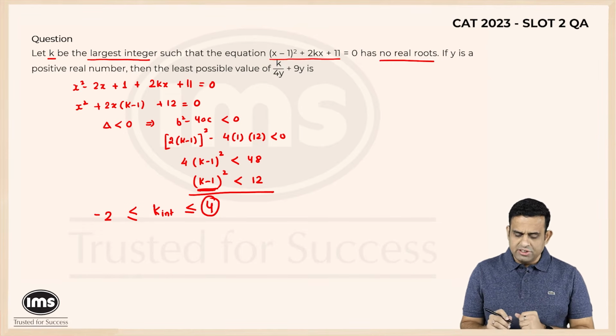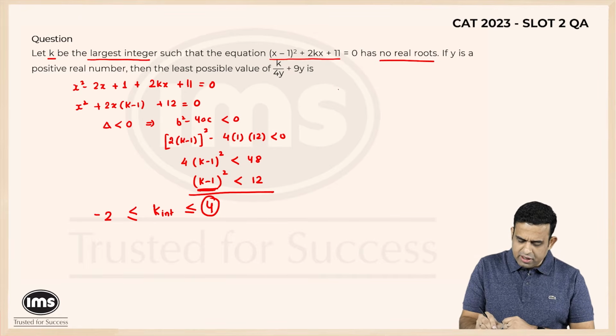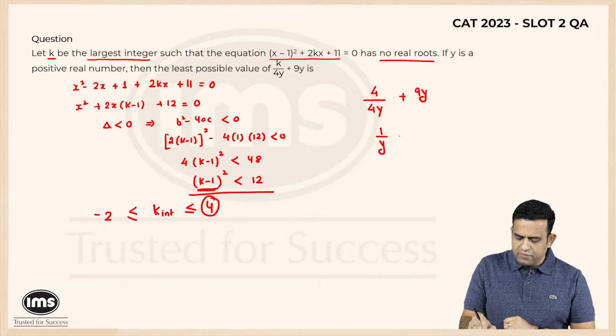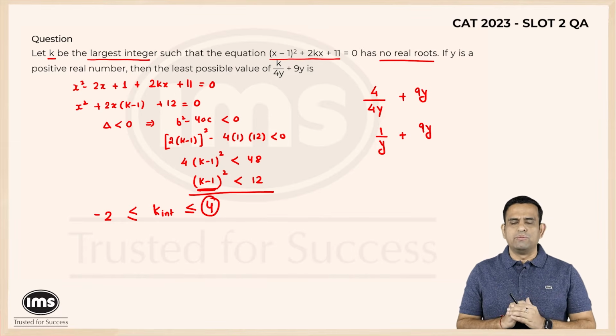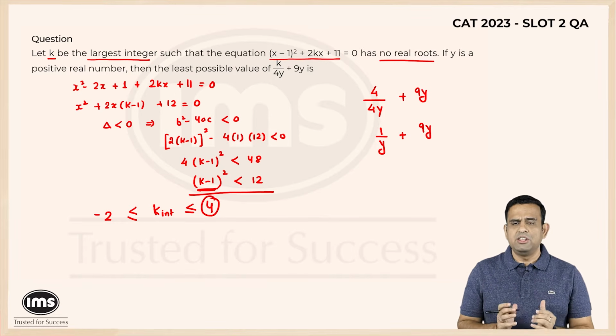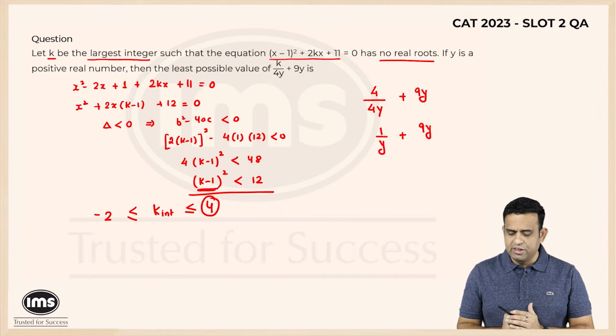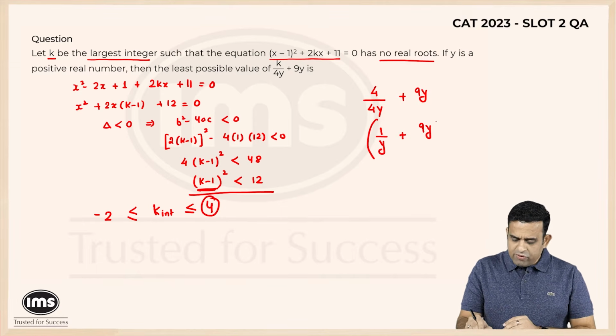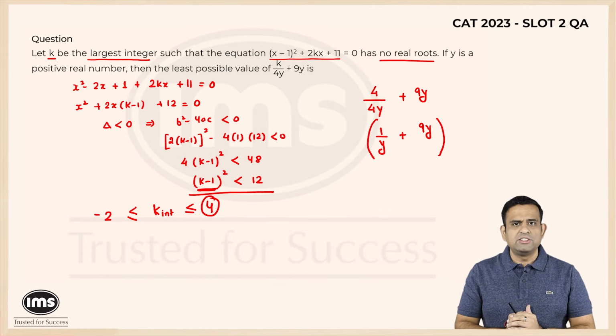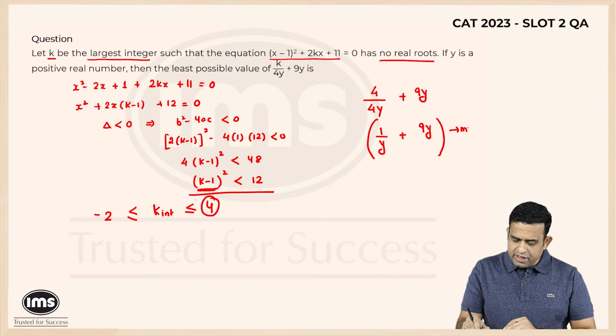And now the sum will become, if you look at this particular part, k is 4, so 4 upon 4y plus 9y. So now the sum becomes: find out the least possible value of 1 by y plus 9y, where y is a positive real number. Many of the students will get stumped initially, looking at where y comes from in this particular case. But now, we are able to find the largest integer value of k, which is equal to 4. And now the target is to minimize this.